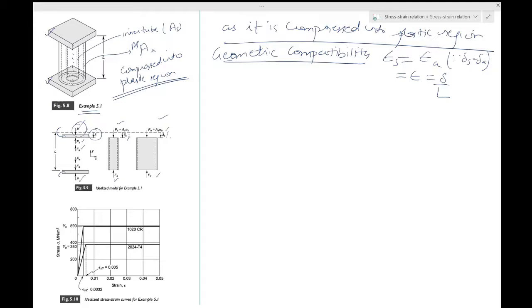They are told that they are heavy, but heavy does not mean they have to be thick. I mean, they can be of a very high density, so we don't know. So this thickness is ignored when we write this L. So this L is written for this steel and the aluminum tubes. So that's the geometric compatibility. Look at the stress strain relation.